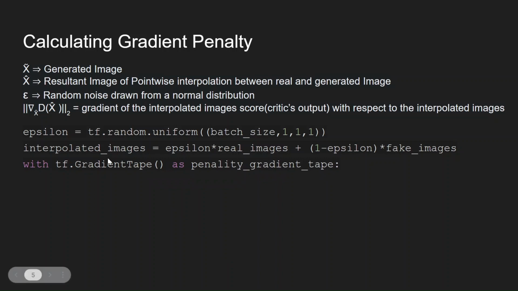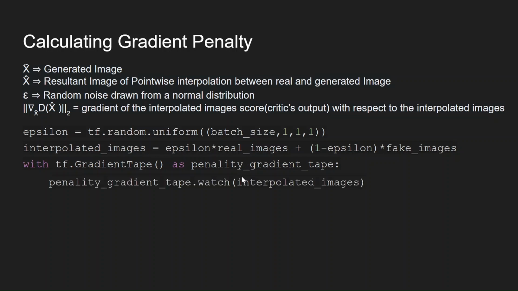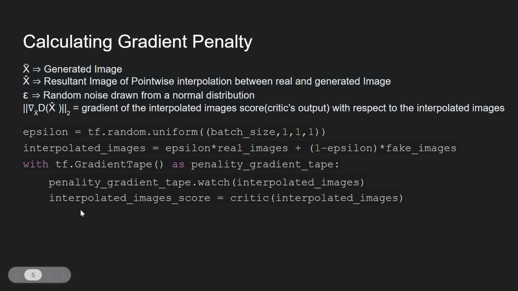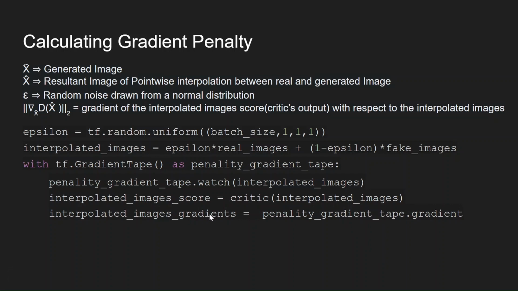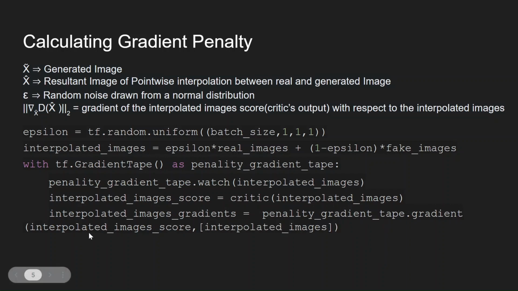For this purpose, we are going to use the tf.GradientTape because we need gradients. Only then we will be able to calculate the gradient penalty loss. I'll call this gradient tape penalty gradient tape. And we are going to watch for this interpolated images because we are going to find the gradient with respect to this interpolated images. Then we are going to pass our interpolated image to the critic, which will return us the interpolated images score, and using this interpolated images score we are going to find the gradient. So our interpolated images gradient will be the gradients of interpolated images score with respect to this interpolated image.